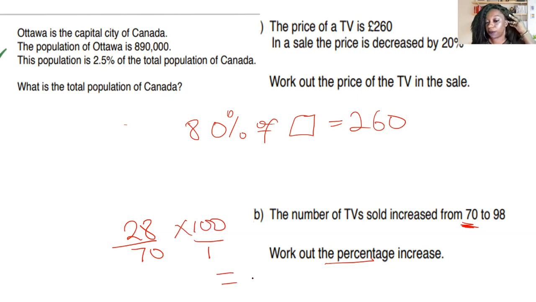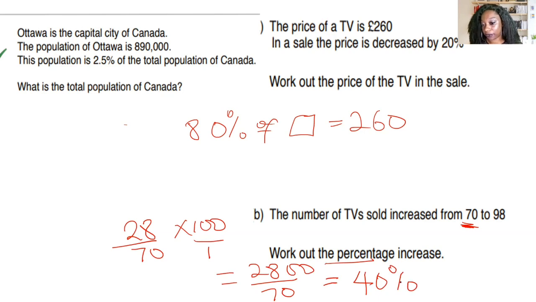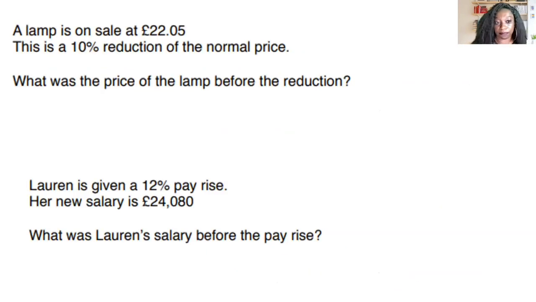Okay, guys? So this becomes 2,800 divided by your 70, which of course, when you divide that, the zeros will knock out and that will be 40% for that increase. Okay, guys.